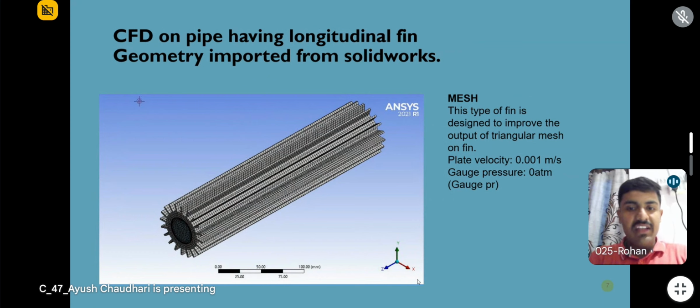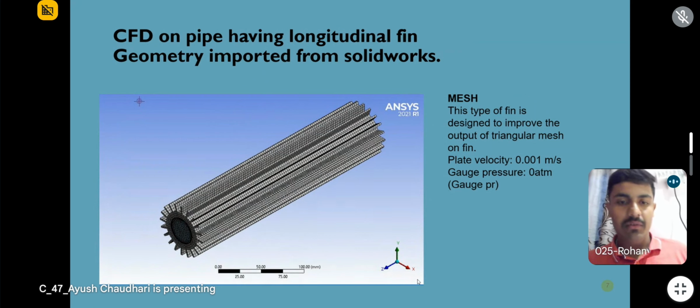Plate velocity is kept at 0.01 meter per second, and gauge pressure is 0 atmosphere gauge pressure. And the photo is describing the longitudinal fin and triangular meshes on the fin. So we can continue further.